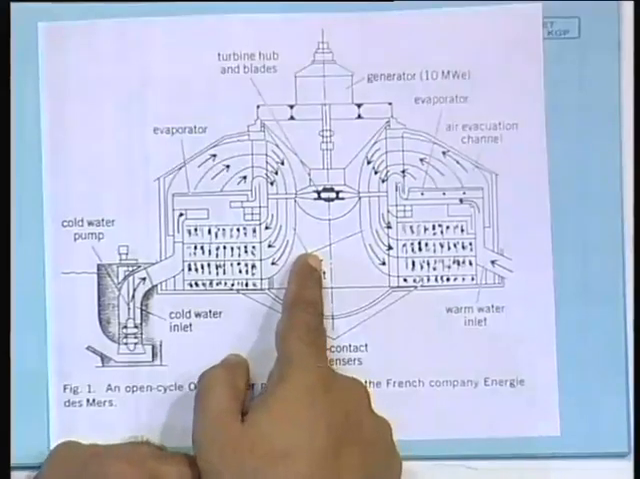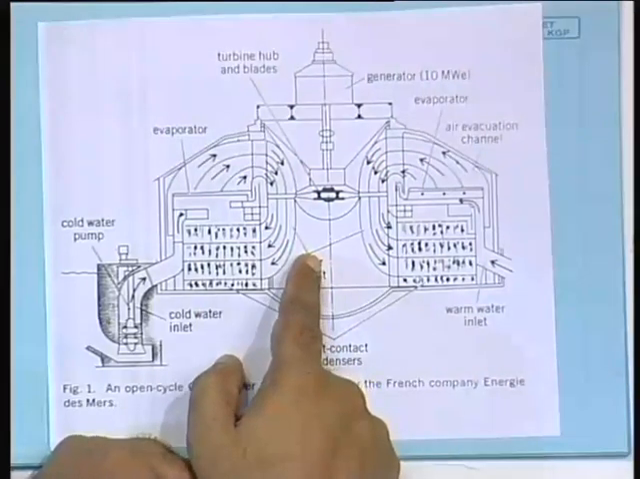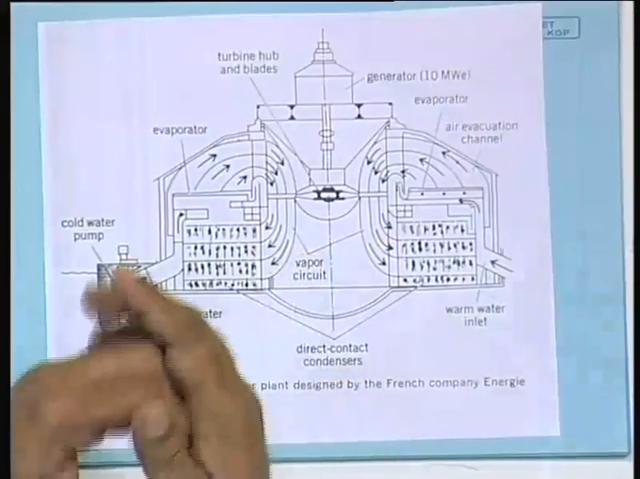But here it is even lower temperature, even lower pressure, and naturally you would need a huge surface area, a huge size of turbine. That is another disadvantage. But nevertheless, such plants have been constructed and have worked. This is the open cycle process.